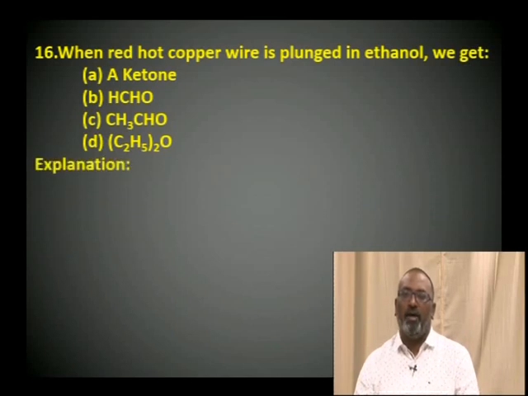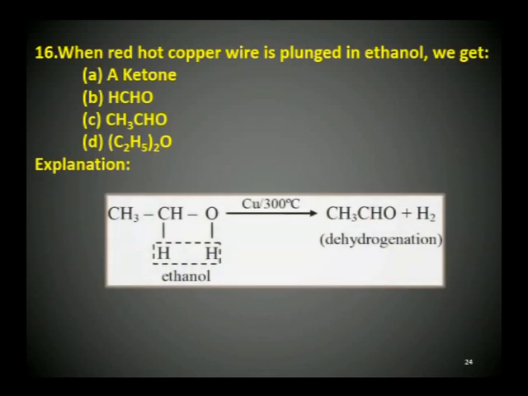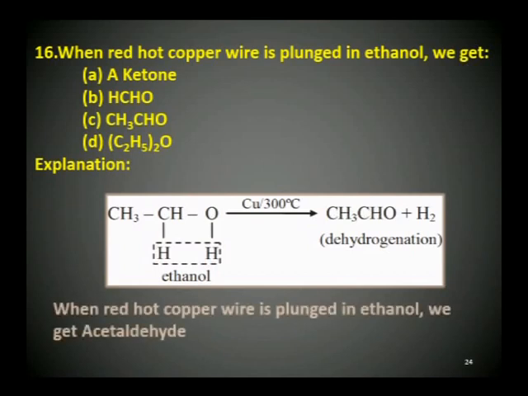When hot copper wire at 573 Kelvin is plunged into ethanol, you can see that dehydrogenation takes place immediately, that is, removal of hydrogen takes place, due to which acetaldehyde, which is ethanal, is produced. So the answer is C.